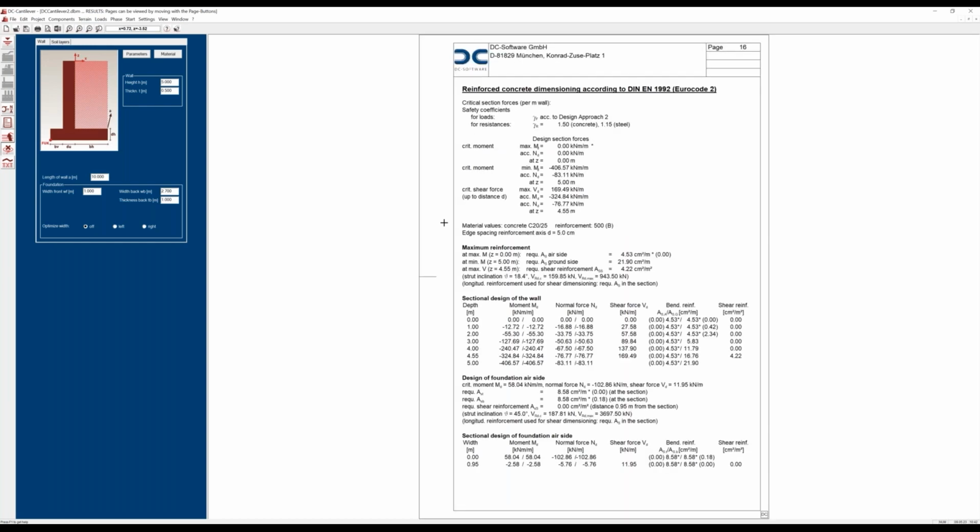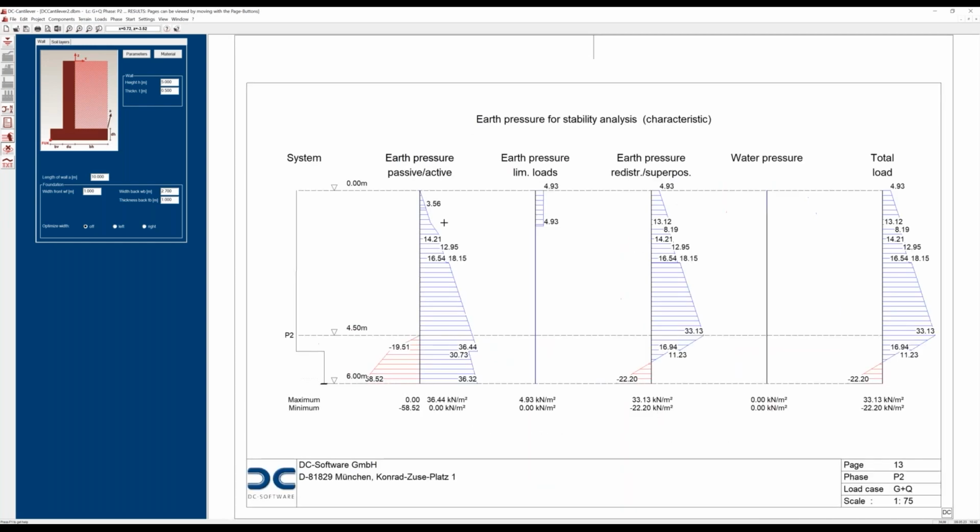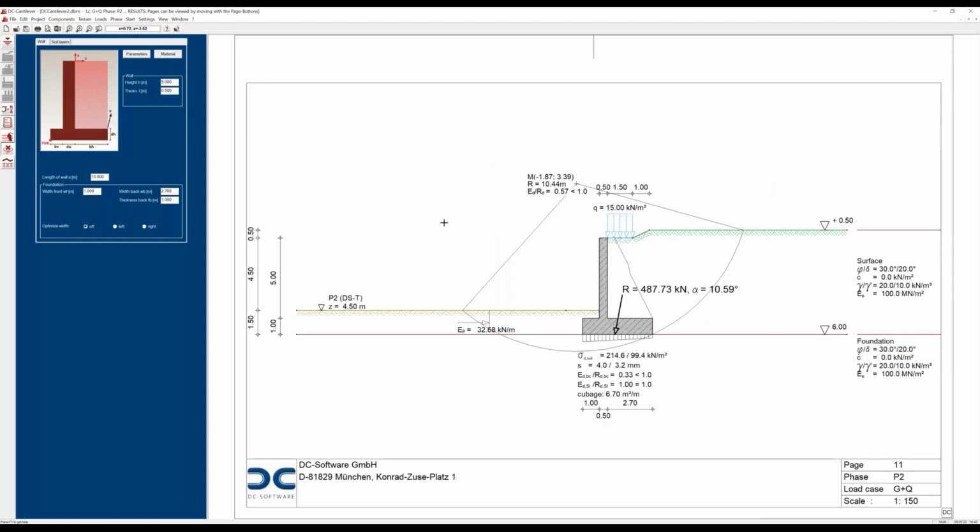Now we had just a verification of 1.0 for the sliding analysis. This was by luck. Normally we don't have exactly 1.0, and in this case we can also optimize the width of the footing at the left or at the right, and we can see which width of the footing we need to fulfill all the verifications.